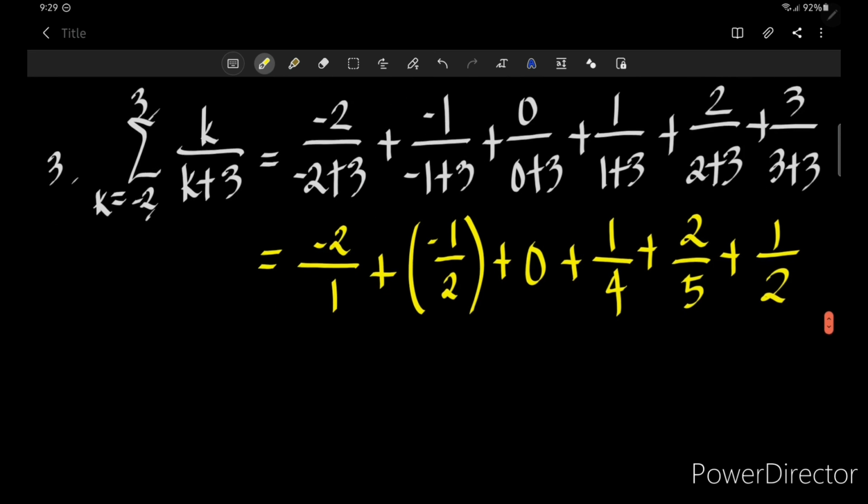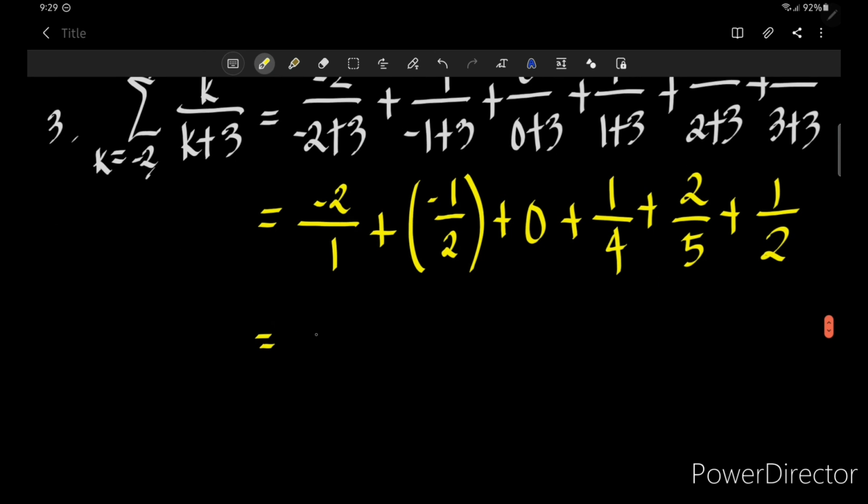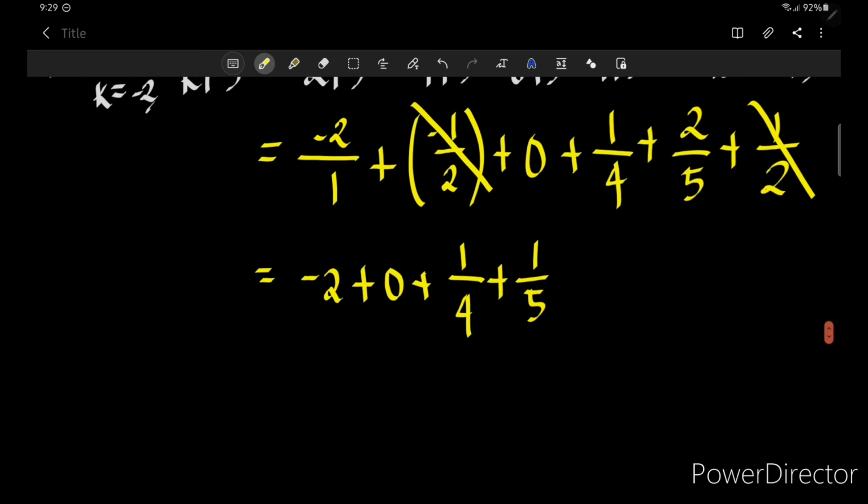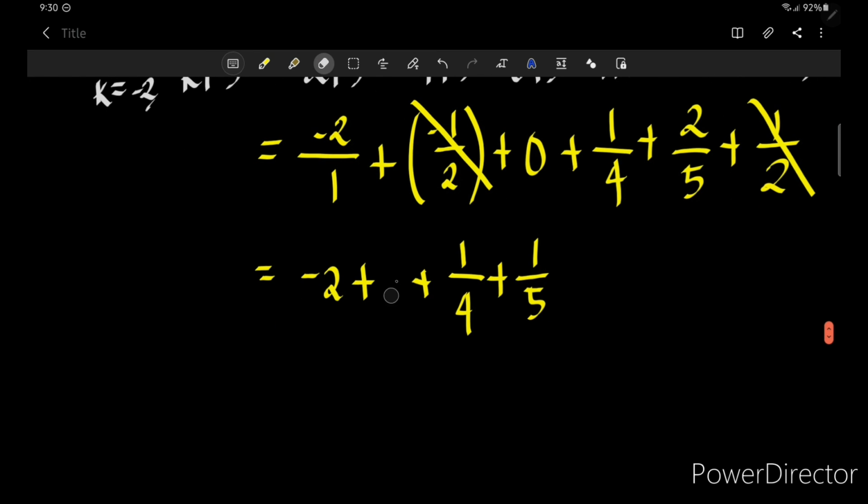Simplify. You have negative 2 plus 0. Negative 1 half plus 1 half, so mawawala na to. That is 0. Then, plus 1/4 plus 1 over 5. So, 0 na din to. Kaya, ignore na natin tong part na to. Bali ito na lang yung ating pinag-uusapan. Commutative naman ng addition, di ba?